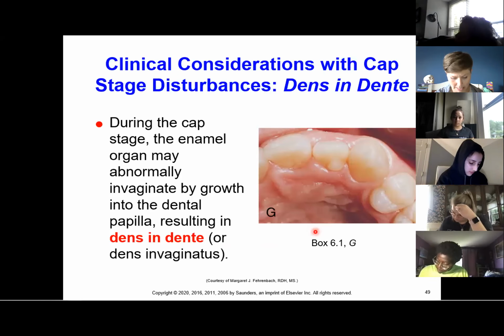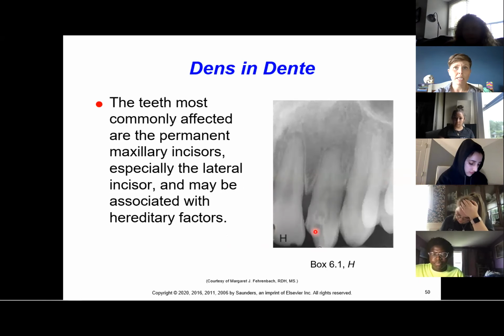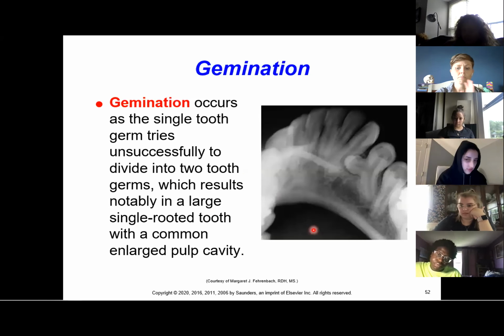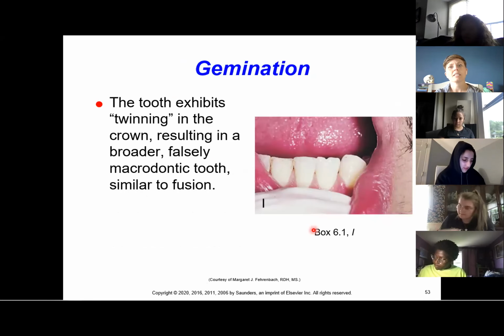Developmental disturbances of the cap stage. You can get dens invaginatus, which is a tooth within a tooth. That's what it means. It's where you get abnormal invagination of the growth of the dental papilla. You can see that you start to grow a tooth inside of a tooth. Like I said, I'm just going to name these, right? Gemination is another thing that happens, and we'll learn more about that on the 7th.